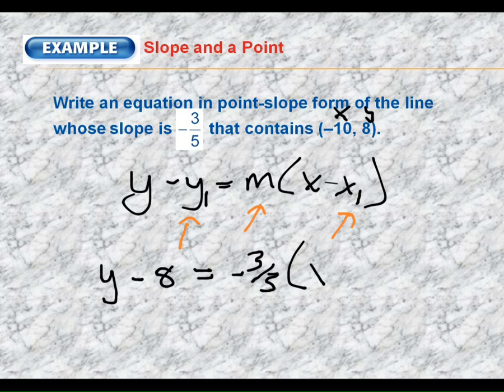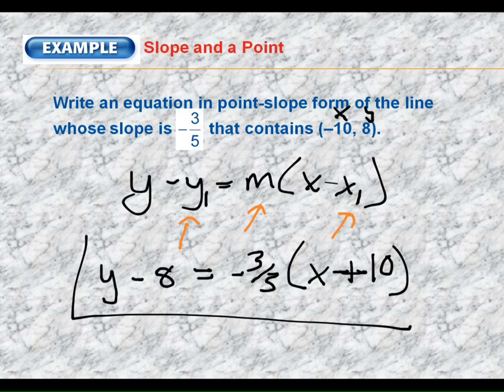X minus the x-coordinate. Now it's minus -10. So what should I do to simplify that? Yeah, make that a plus. So this would be my point-slope form, given this point and this slope. I plug in my slope there, my y-coordinate, my x-coordinate.